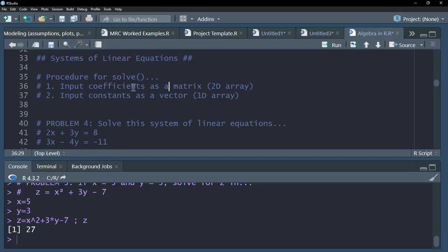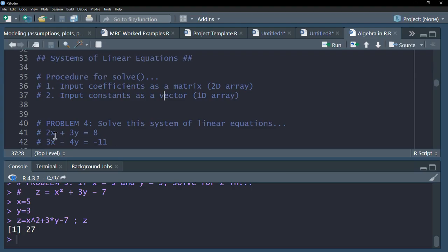So we'll put in the coefficients as a matrix, which is a 2-dimensional way of representing data. Don't stress about what that means right now. And then we'll input the constants as a vector. A vector is a 1-dimensional way, or just like a row of numbers or a set of numbers in a row.